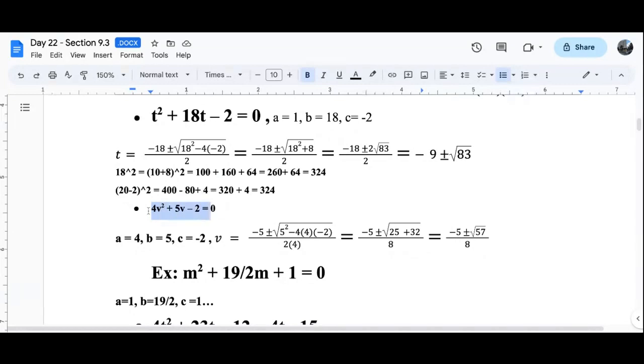All right, let's see this one. A equals 4, b equals 5, c equals negative 2. So plug in, then simplify. So we get negative 5 plus square root of 57 divided by 8, and negative 5 minus square root of 57 divided by 8. Two solutions.